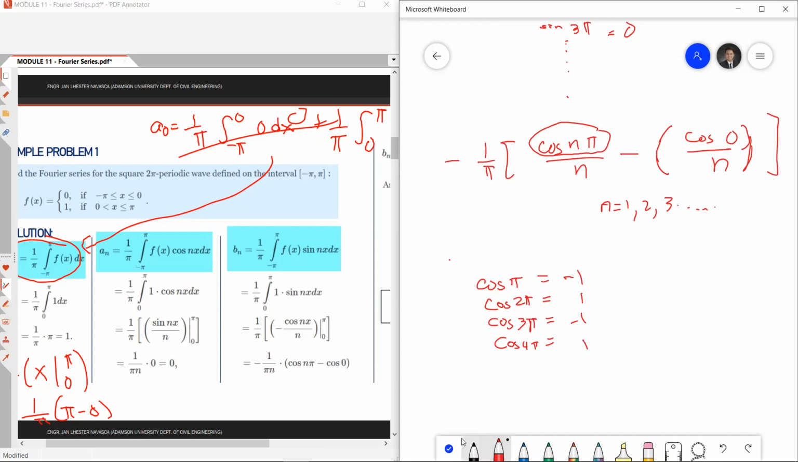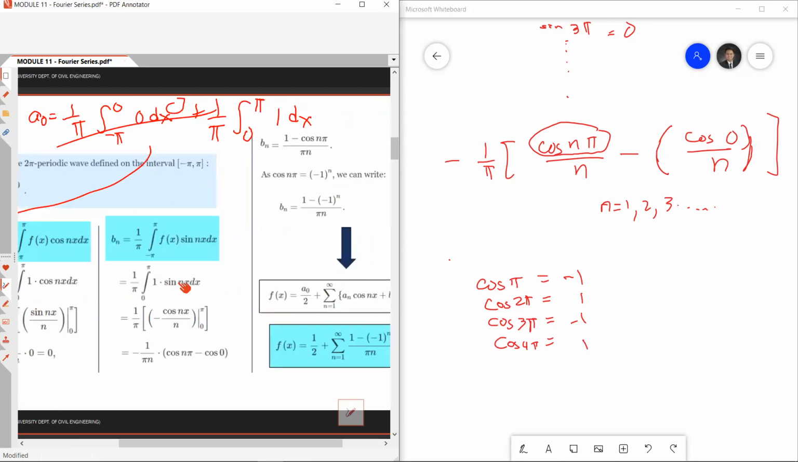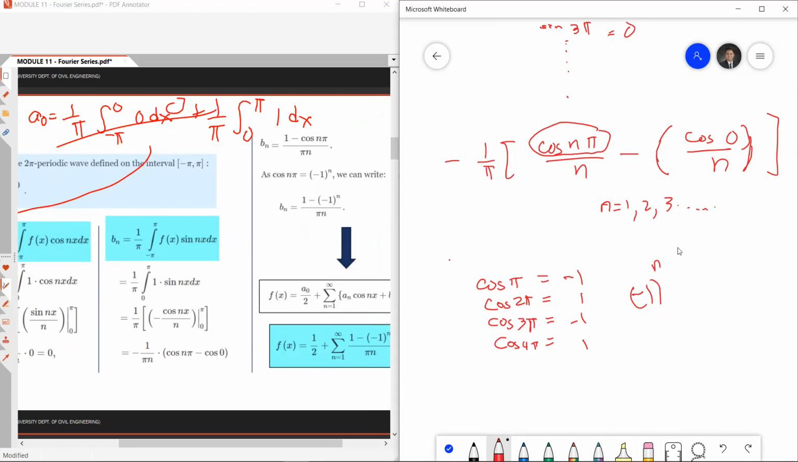So as you can see, there is a pattern: negative 1, positive 1, negative 1, positive 1. You have seen this pattern before in our power series. When it starts with negative 1, positive 1, negative 1, that is equivalent to negative 1 raised to n. Let's try: negative 1 raised to 1 is negative 1, negative 1 raised to 2 is positive 1, negative 1 raised to 3 is negative 1. So therefore, this is equivalent to negative 1 raised to n. So now we have our pattern.